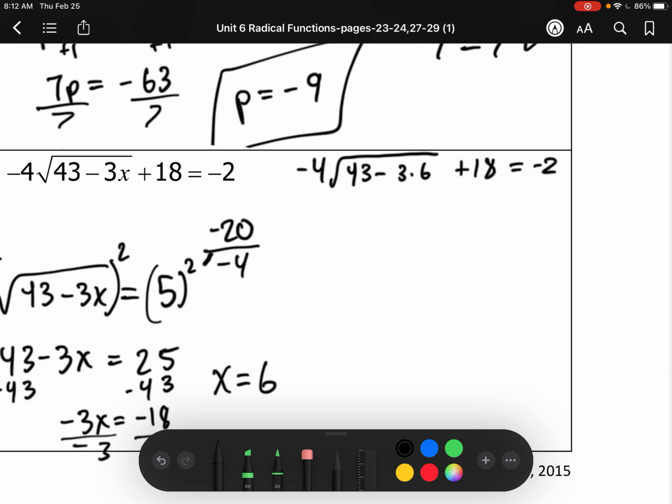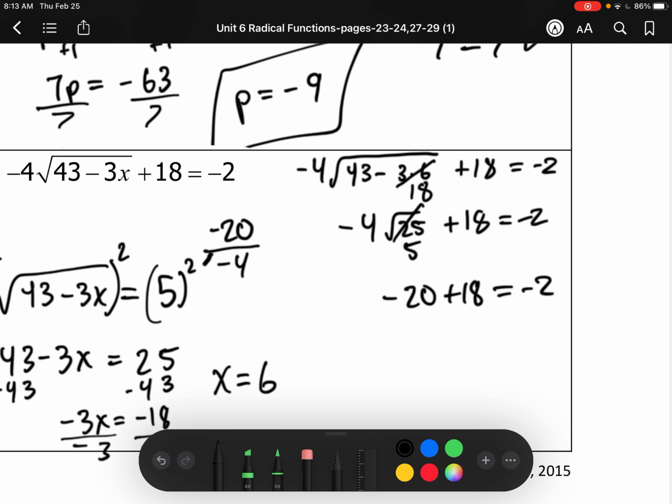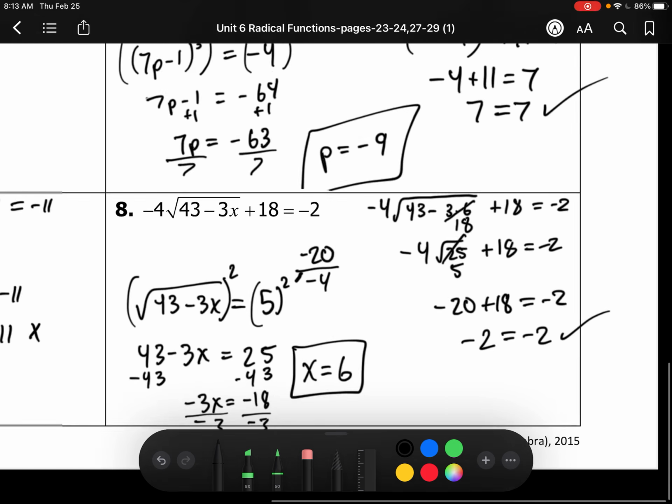All right, so 3 times 6, that is going to be 18. So 43 minus 18 is going to be 25. So I have negative 4 times the square root of 25 plus 18 is equal to negative 2. Square root of 25 is 5. Negative 4 times 5 is negative 20, plus 18 is negative 2, which is equal to negative 2. Checks out. So this is our correct answer.